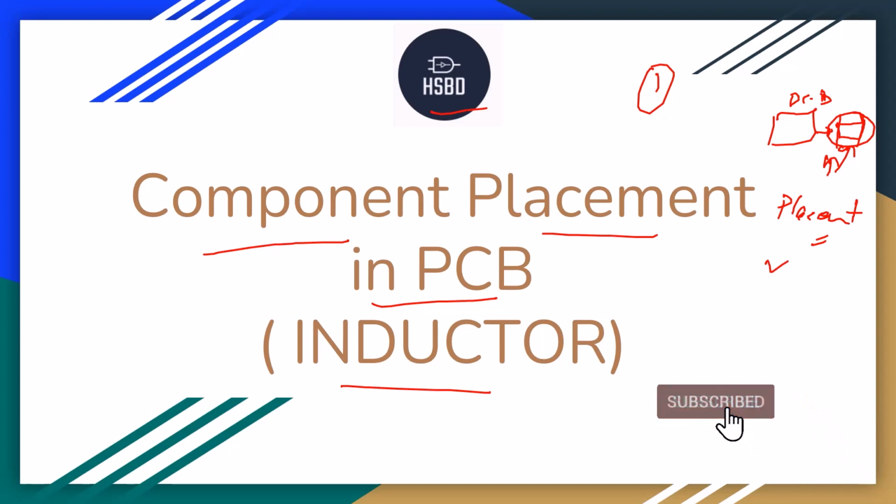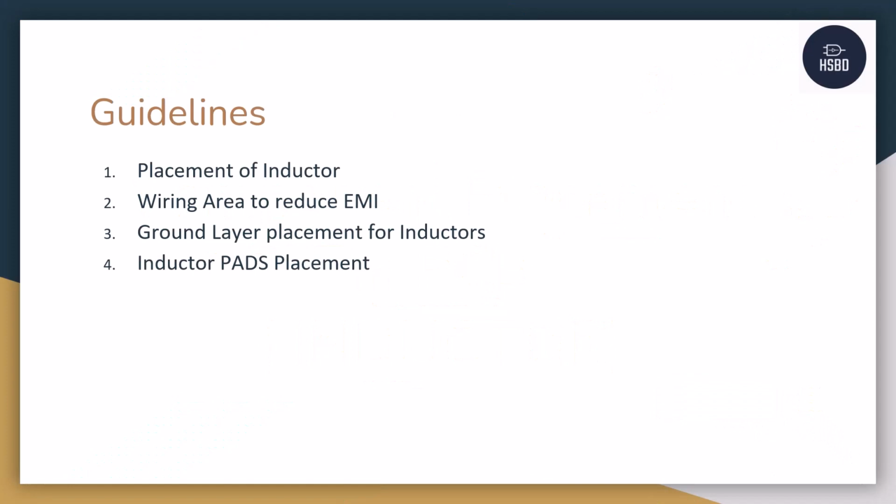So let us quickly discuss what the placement guidelines for a power inductor are and what factors affect the power inductor placement. In today's lecture, we are going to discuss the guidelines for placement of the inductor, and how the wiring area of the inductor plays a major role in reducing the EMI. When I talk about the wiring area, I mean the power plane that is used between the first pad of the inductor and the SMPS. So how are we going to design that part in order to reduce the EMI?